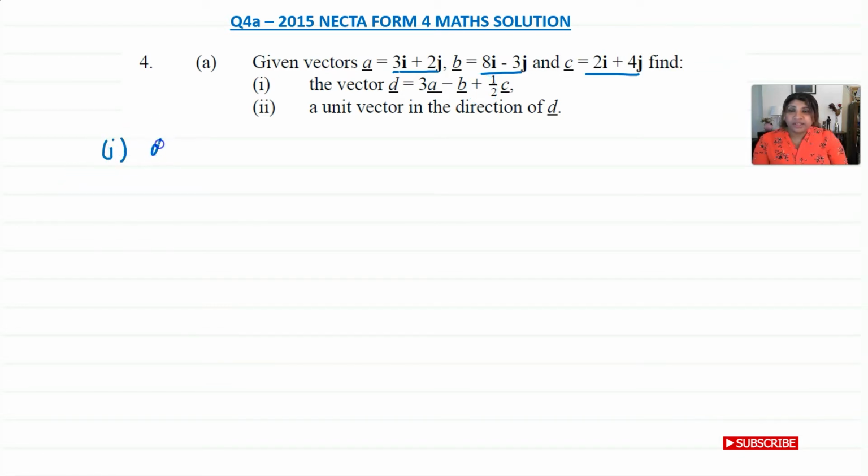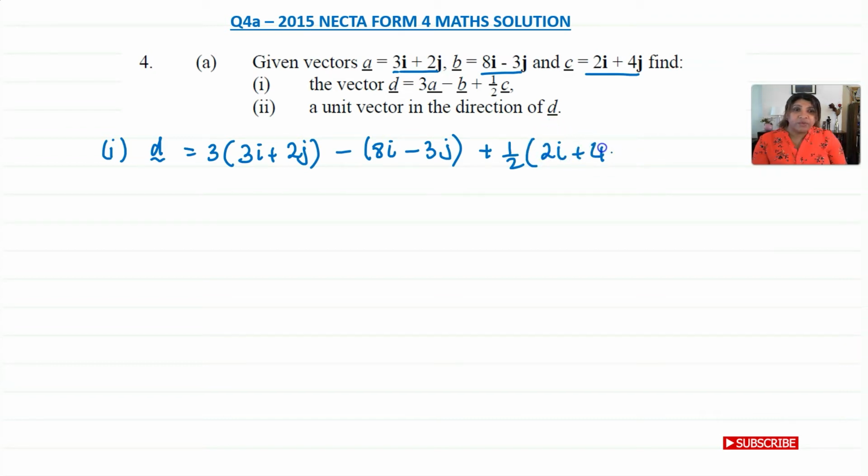So we're told vector d is given as 3 of vector a. So vector a is 3i plus 2j, and then take away b. So b is 8i, take away 3j, and then we're going to add half of vector c, which is 2i plus 4j. Okay, so now we're just going to multiply this out and collect all the i's and j's together.